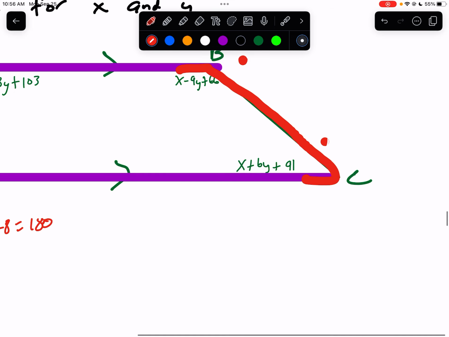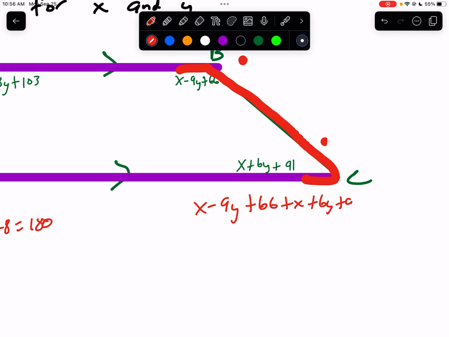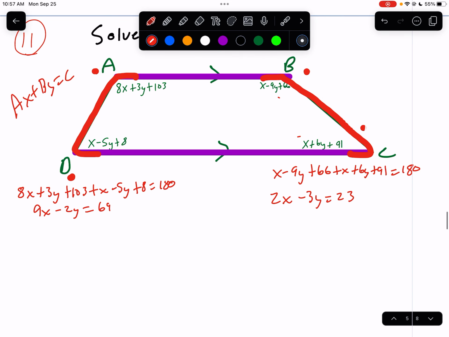Equation number 2 is going to be based off the right side. That's going to be x minus 9y plus 66 plus x plus 6y plus 91 equals 180. We know that those two corners also add up to 180. We want it in the same format, so that's going to be 2x minus 9y plus 6y would be minus 3y. And then I want to make sure I get this right, so I'm going to type it in, but it's going to be 180 minus 66 minus 91, and that's going to equal 23. So there's my two equations.